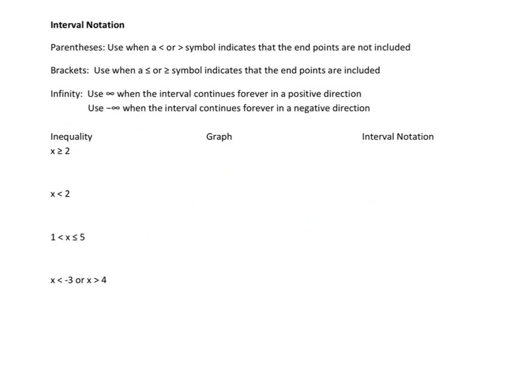Interval notation is used to describe an interval on a number line. Parentheses, you use them when a less than or greater than symbol indicates that the endpoints are not included. So when we don't have that equal to part, we use parentheses. Brackets, we use when the less than or equal to or greater than or equal to symbol indicates that the endpoints are included. So you can think of parentheses as being that open circle and brackets as being that closed circle.